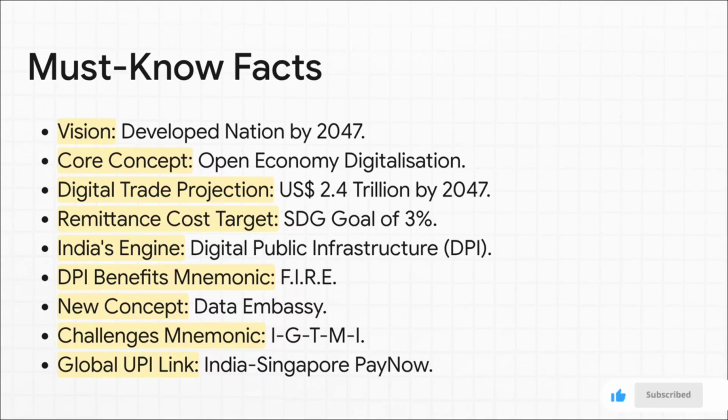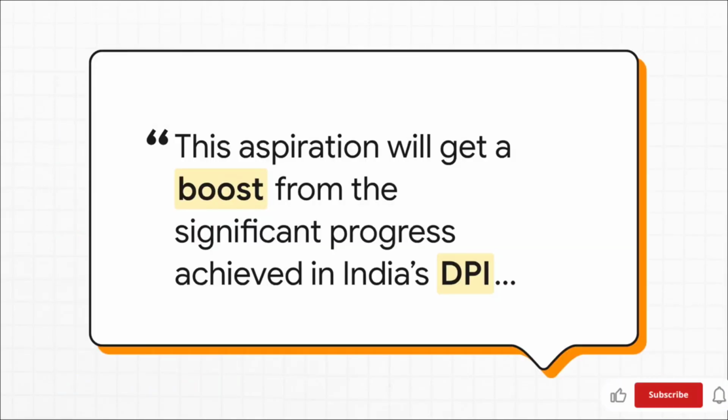What's the remittance cost target? The SDG goal of 3%. India's engine? DPI. Its benefits? Just remember, FIRE. That new concept you need to know? Data embassy. The challenges? Remember, IGTMI, and a key global link? The UPI Pay Now system. Got it? Excellent.